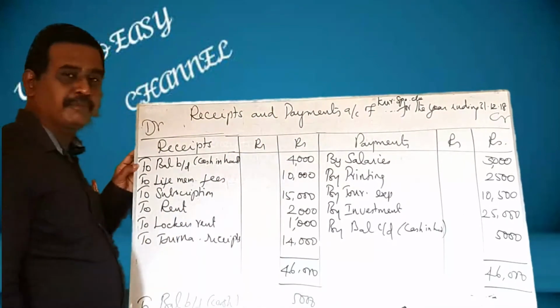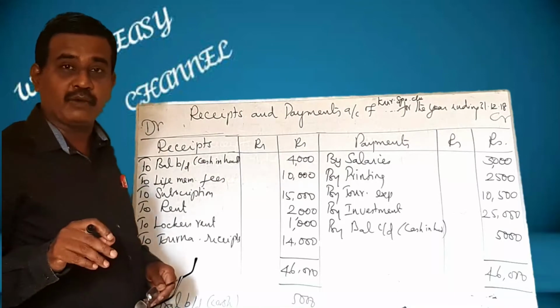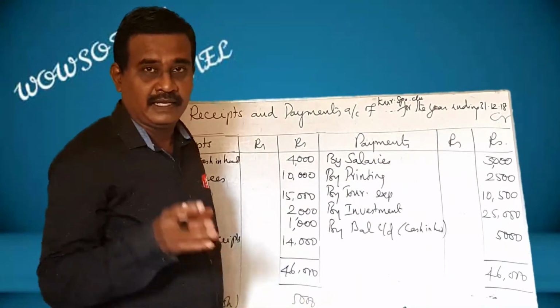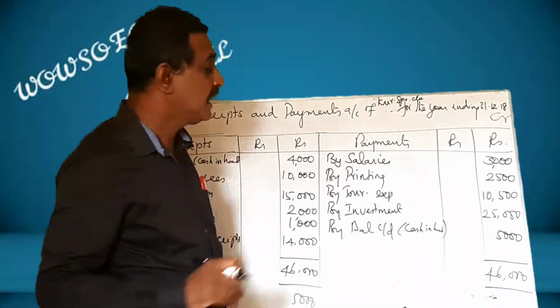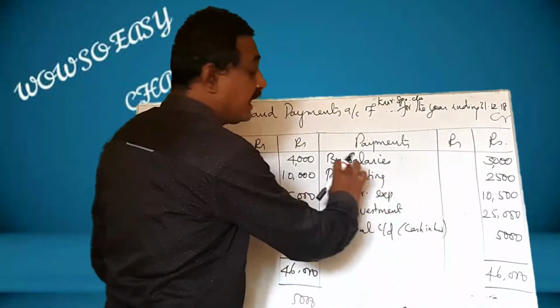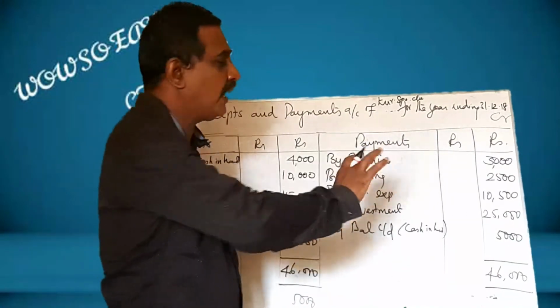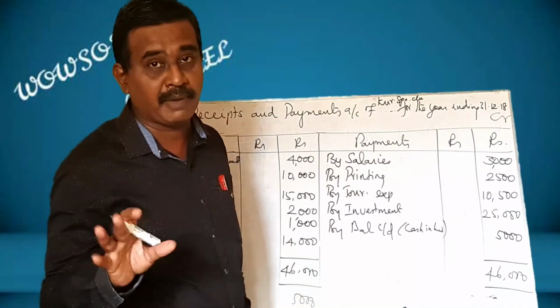First, take the opening balance here, and if at the beginning itself there is a bank overdraft, that should be taken to the credit side. If in the sum it is given as bank overdraft, take it to the credit side and write by balance brought down, within bracket write bank OD, and write the amount. Here it is not given. They have not given any bank balance also.